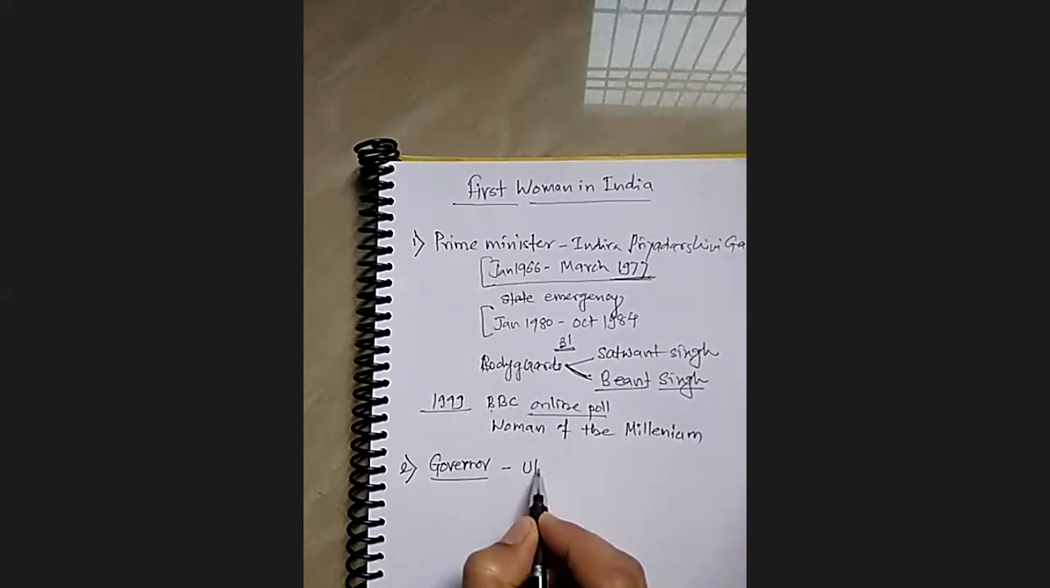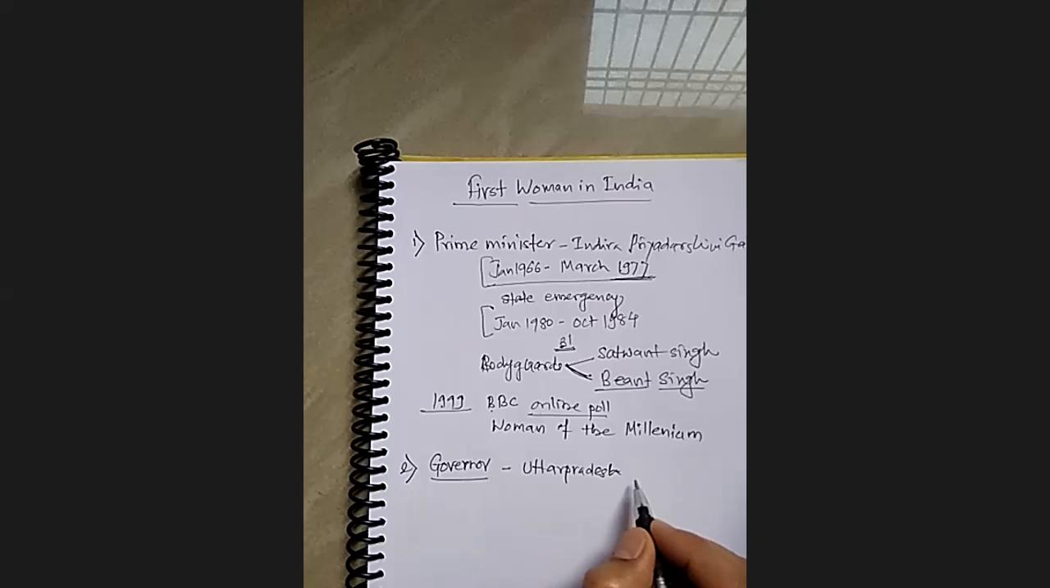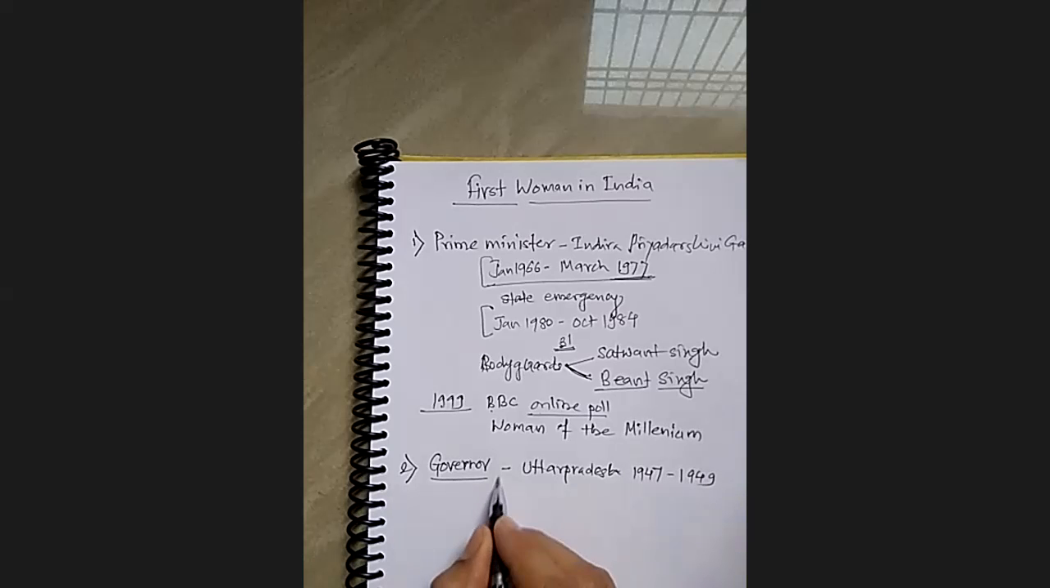In fact, it was for Uttar Pradesh. India's first woman governor had been for Uttar Pradesh from 1947 to 1949. And the name of that governor is Sarojini Naidu. Sarojini Naidu was India's first woman governor of any of the states, and the name of that state is Uttar Pradesh. You can consider UP. She had assumed the office of governor for more than 2 years.